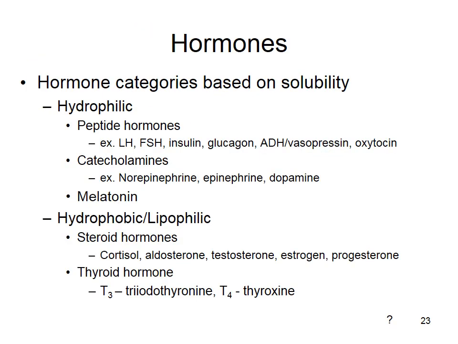So the hydrophilic hormones are the peptide hormones. Here's a slightly longer list, but this is not exhaustive. Luteinizing hormone, follicle-stimulating hormone, insulin, glucagon, antidiuretic hormone, oxytocin, all peptides. And then here we've got the catecholamines, norepinephrine, epinephrine, and dopamine. Hydrophilic. Oh, and melatonin. Sorry, skip that one. Hydrophobic are your steroid hormones, and here's the complete list: cortisol, aldosterone, testosterone, estrogen, and progesterone. And then thyroid hormone.